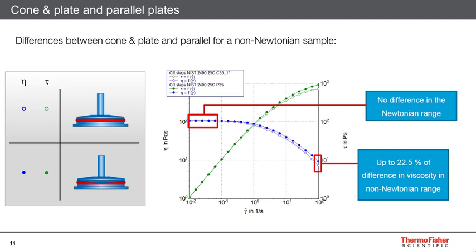The difference of the measuring results for non-Newtonian standard materials is shown here. At low shear rates, where the sample still behaves Newtonian, both systems deliver the same results. However, once a critical shear rate is reached and the viscosity starts to decrease, only the cone plate provides absolute data. The more shear thinning the material, the bigger the difference between cone and plate and parallel plates.